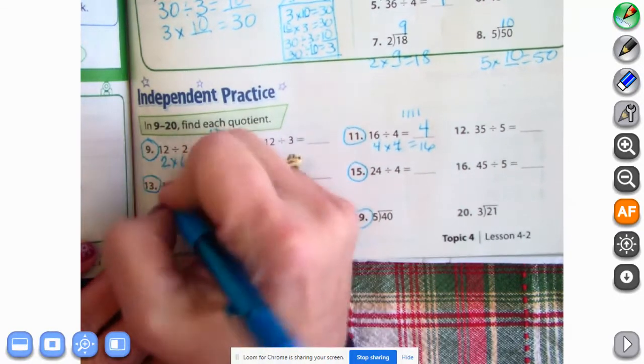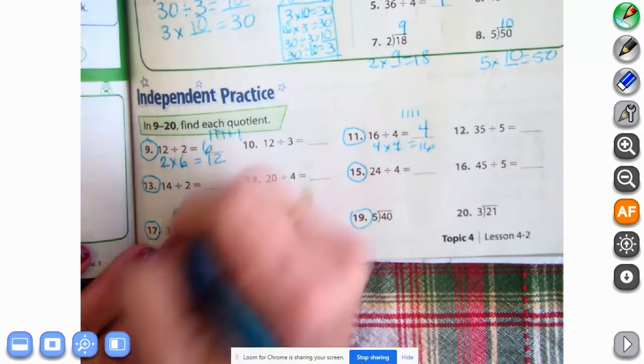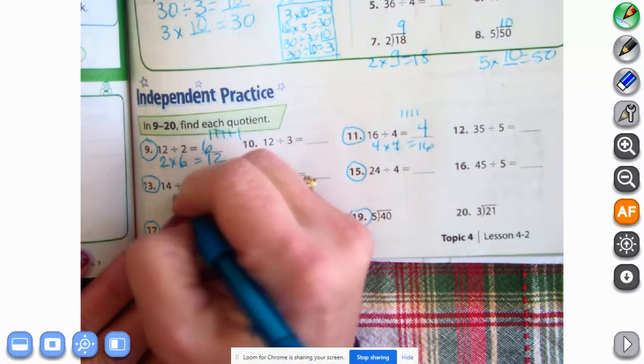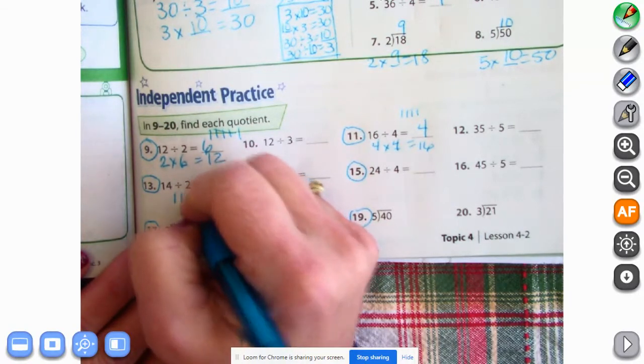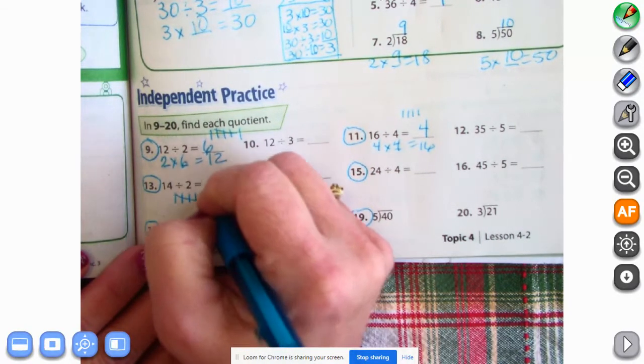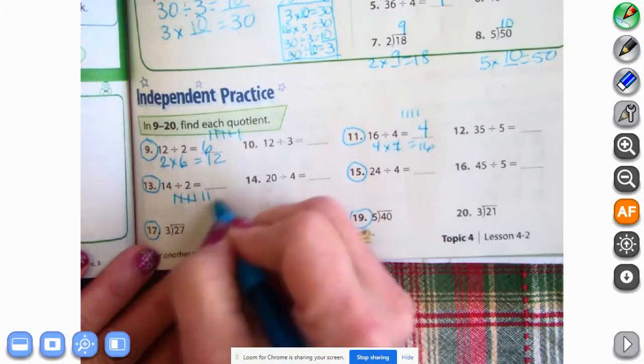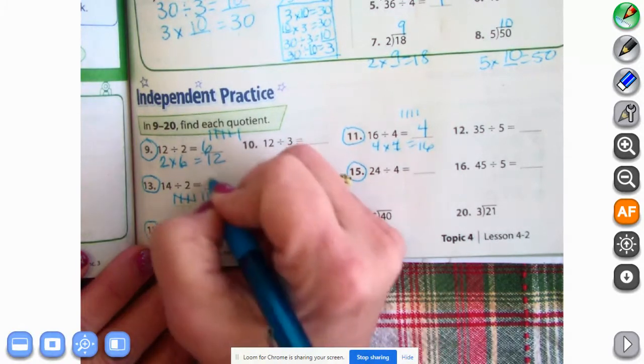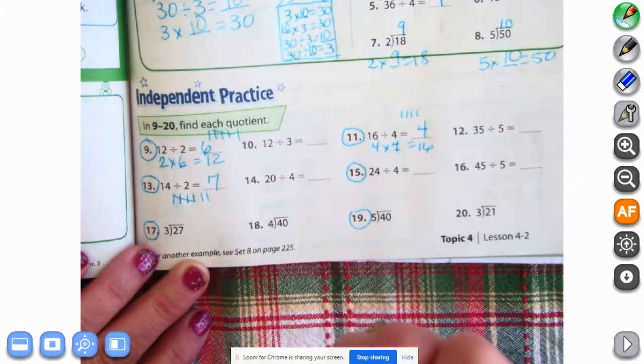Number 13, 14 divided by 2. So we can skip count by 2. 2, 4, 6, 8, 10, 12, 14. Looks like I did that 7 times. So 14 divided by 2 is 7.